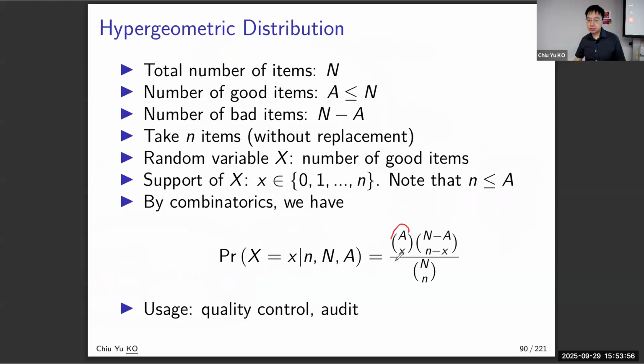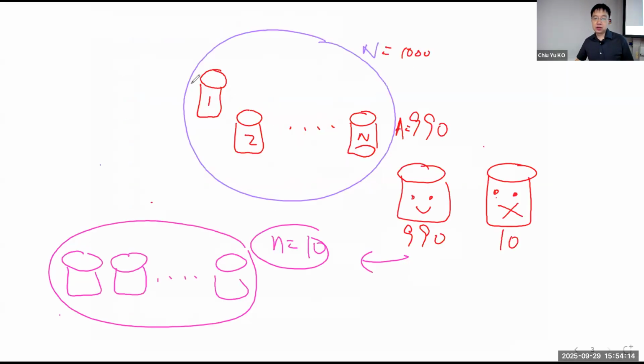Why is this? Because the outcome X is good, right? Out of A, you can draw X. Out of N minus A, you draw n minus X. So maybe make it easier to think. Why is this the case?